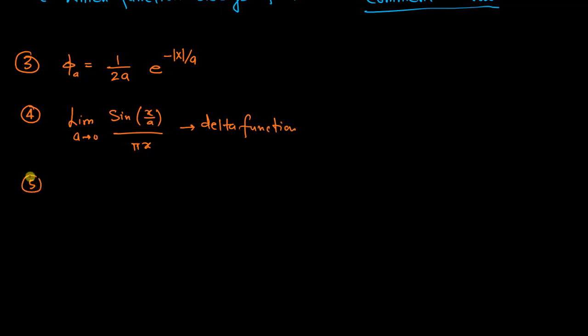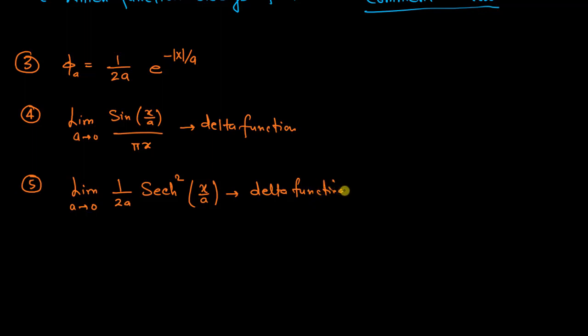And the fifth example, we have already done the fifth example. I will tell you later. Let's check this function when the limit a goes to 0: 1 by 2a sech squared of x by a. This also goes to the delta function. So this is your homework.